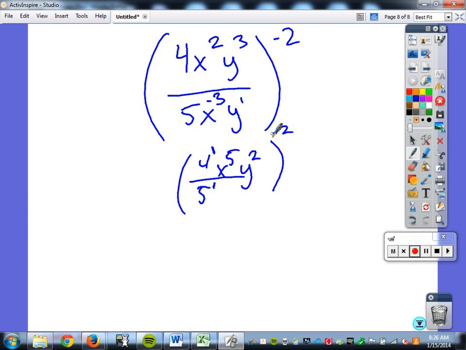So now I got 2 options here for how to solve this. First off, I could just distribute the negative 2 through. So that would be 4 to the negative 2. Does everybody understand why that happened? Because I took that power in. Remember, a power to a power, what do we do? We multiply, right? I take that power into the 5. What's that going to be? X to the negative 10. Y to the negative 4. 5 to the negative 2. Does everybody understand that? Any questions on where I got that from?